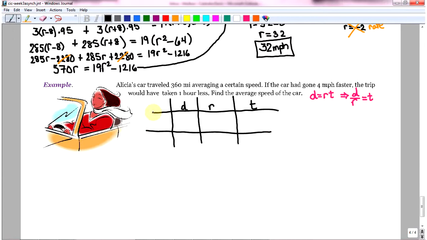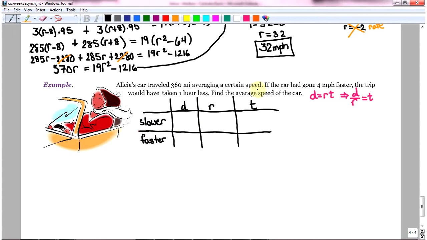Okay, so in the rows, we're going to specify what are the two differences in how she was traveling on the trip. Okay, we know that she traveled a total of 360 miles. If the car had gone 4 miles per hour faster, the trip would have taken 1 hour less. So we may want to say when she was traveling the slower speed, and then when she was traveling the faster speed.